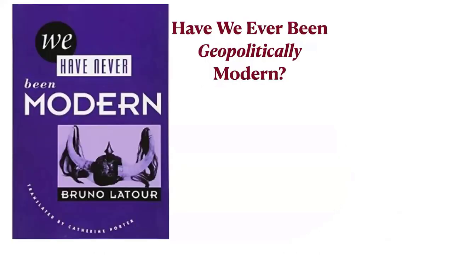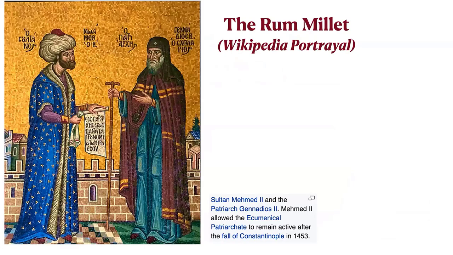As Bruno Latour insisted in a different context, we have never been modern. We fool ourselves in thinking otherwise. Moving beyond the game board view to grapple with the actual configuration of political power can be extraordinarily difficult. Trying to map something as spatially amorphous as the Millet system of confessional legal autonomy in the Ottoman Empire challenges the cartographic imagination. I didn't even try.